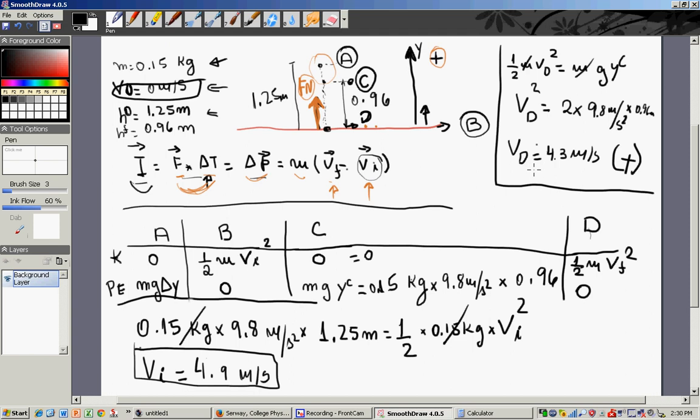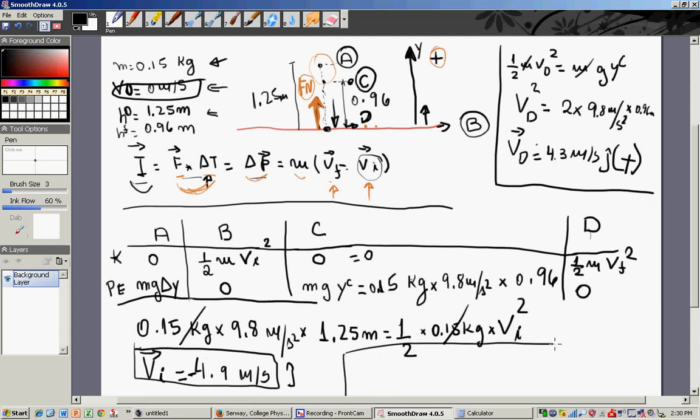But the initial velocity, if I put a vector sign like that, the initial velocity has a negative sign. Why? Because it's about to strike the floor. The path is downward. The velocity is negative.